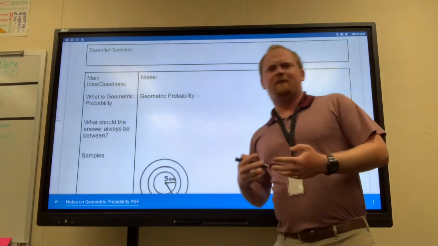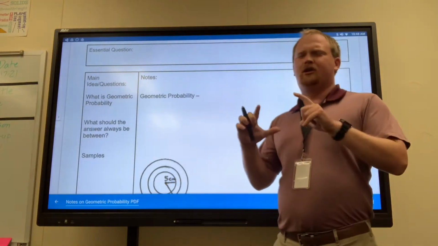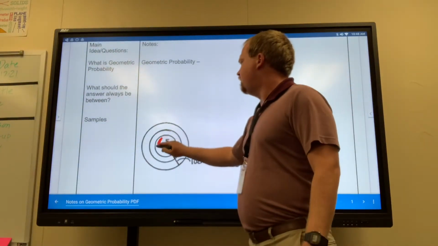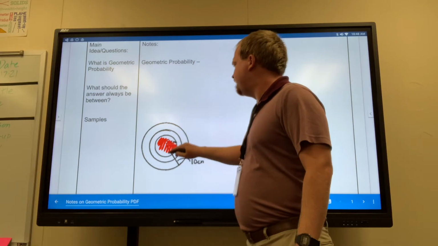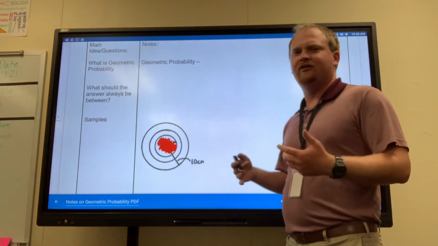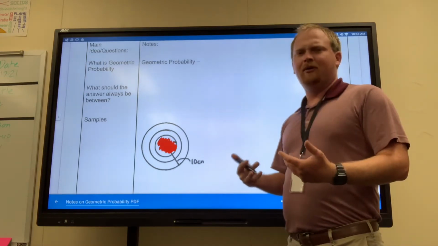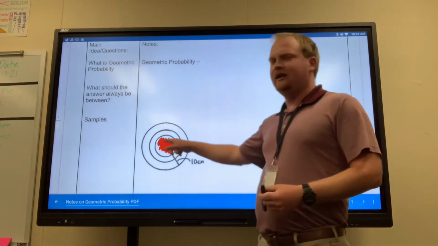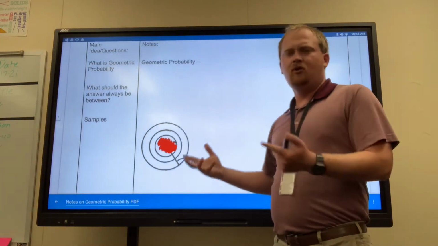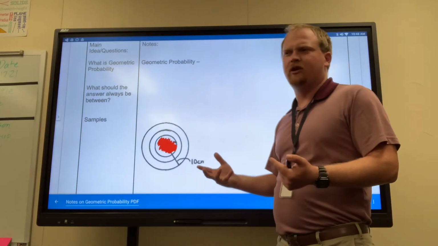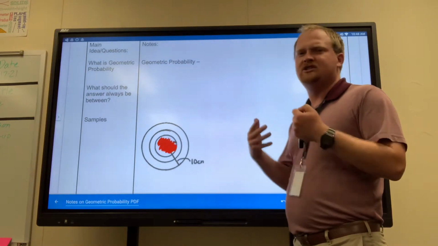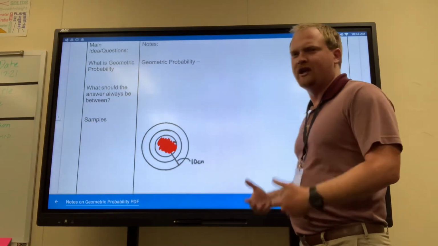Today we're going to be talking about geometrical probability, or geometric probability. It's kind of like when you have a target. Here's an example of a target. You want to hit that bullseye right here, right? Geometric probability tells us the chances of landing in a certain area, like the chances of landing on a bullseye or any other section of a target. It's just what are the chances of landing at a certain spot or area.